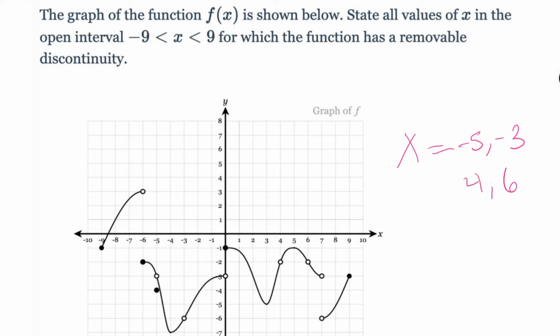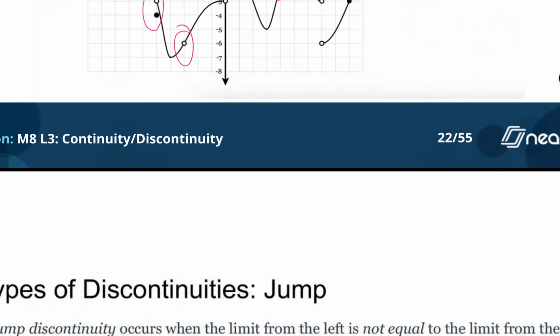Now you might have been tempted to identify -6 as one. However, that is a different type of discontinuity because the limit isn't approaching the same thing from both sides. So we'll talk about that a little bit more, but you should see that there is a hole here, here, here, and here.